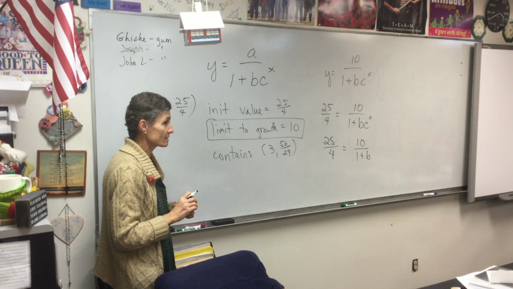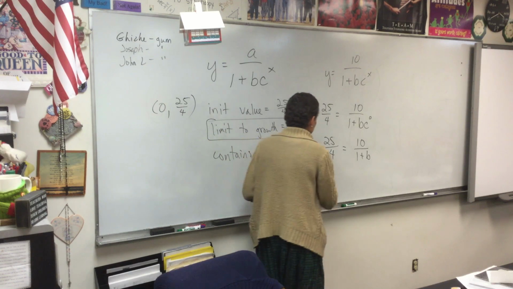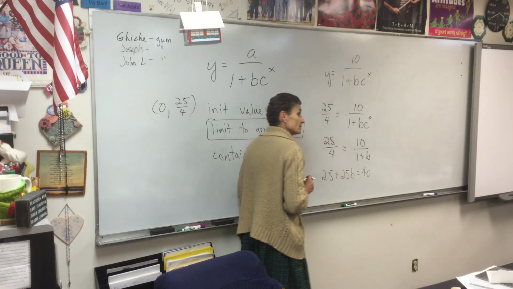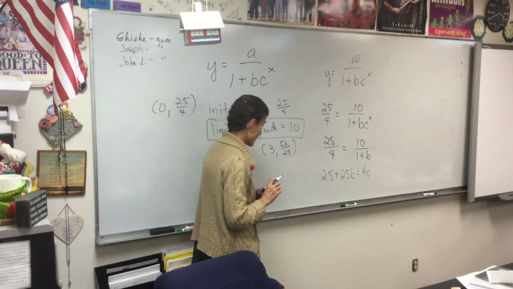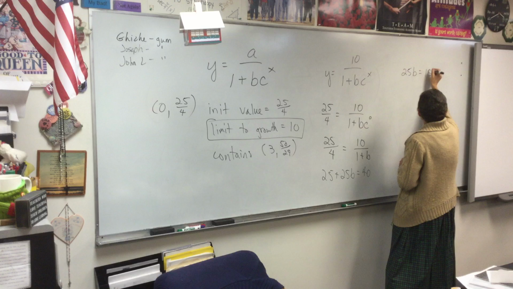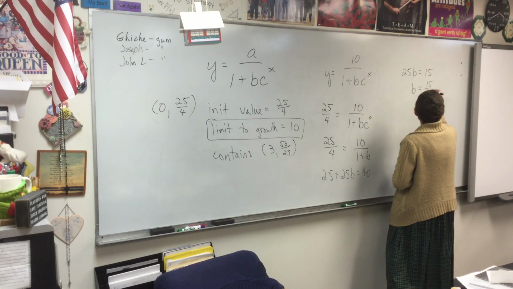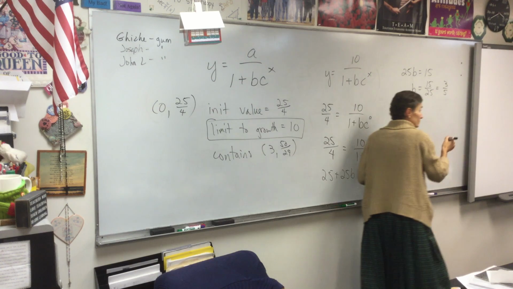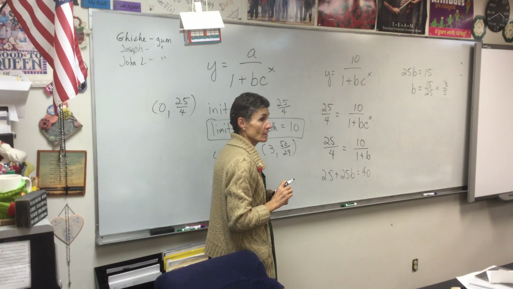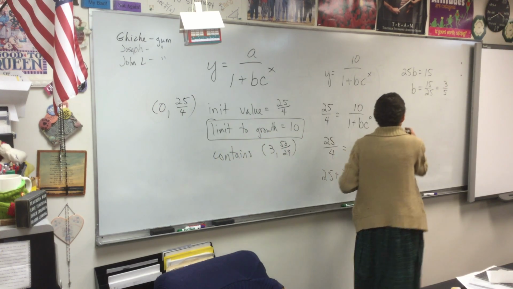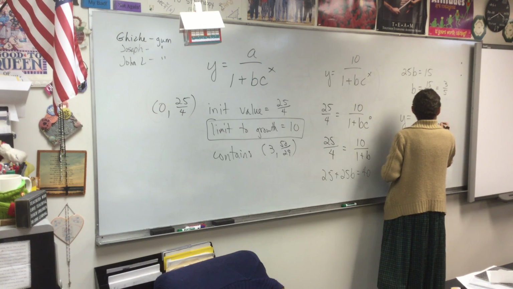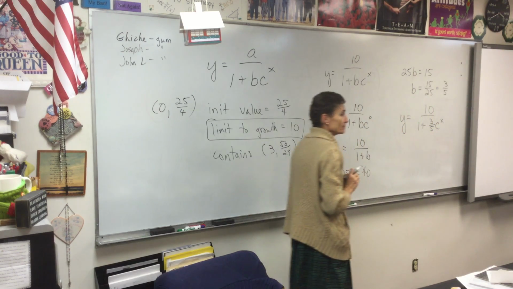Now, do you remember what we did next? We cross-multiplied. So 25 plus 25b equals 40. And 25b equals 15, and b equals 15 25ths or 3/5. So now I know b. So now I have y equals 10 over 1 plus 3/5 c to the x.